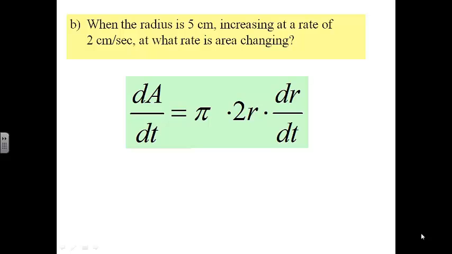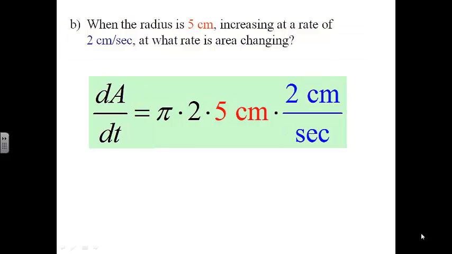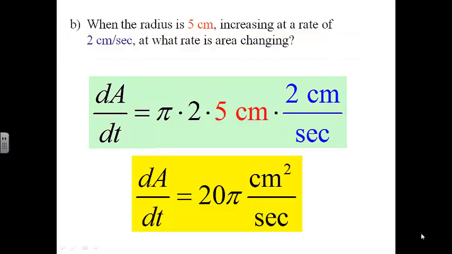Now we can plug in what we know. When the radius is 5, that means we can replace the r with 5. And we know that the radius is increasing at a rate of 2 centimeters per second, which means we can replace the dr/dt with 2 centimeters per second. Multiply all that together, and that tells us that dA/dt is 20 pi square centimeters per second. That is the rate of change of the area of that circle.